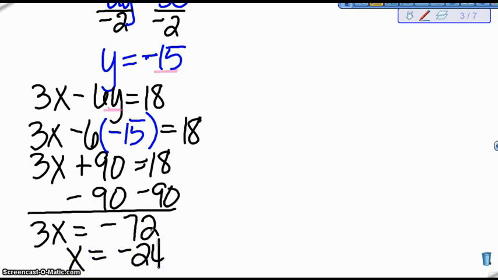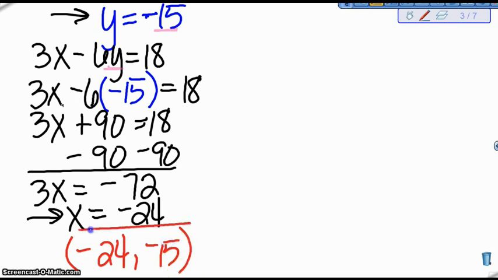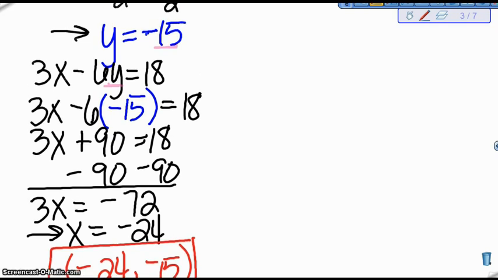So now we have our number for x and our number for y. And just like yesterday, we want to go ahead and write these in an ordered pair. That ordered pair is going to be -24, comma, -15. And that's how you would solve a system of equations using elimination. Okay, so let's go ahead and go over example 2.